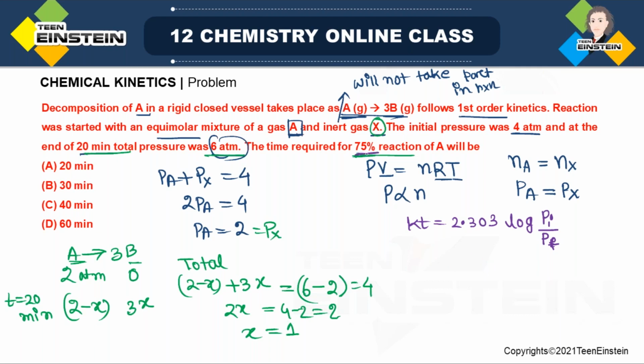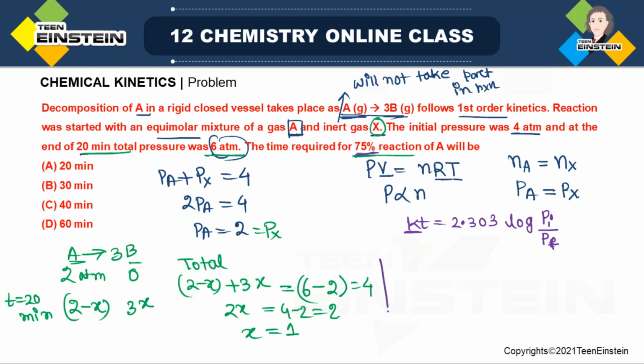So when we are saying 75% reaction is complete, then Pi will be 100 and Pf will be the remaining amount. Now remaining amount is 100 minus 75, because 75% is done, 25% is left. You have to write 25 here. But you do not know the value of K. So first you have to find out the value of K. Then only you can put it in this equation.